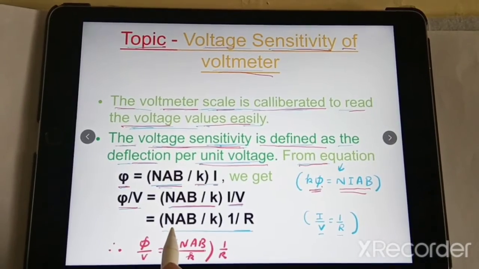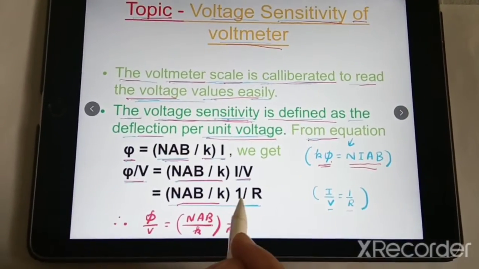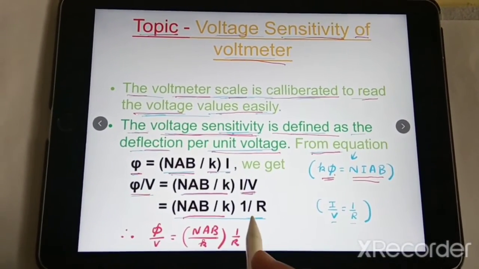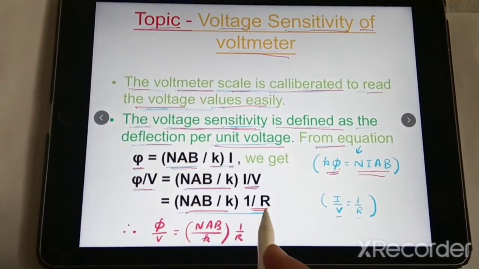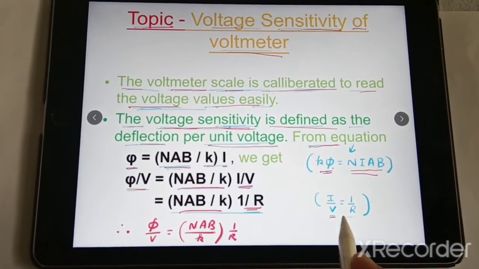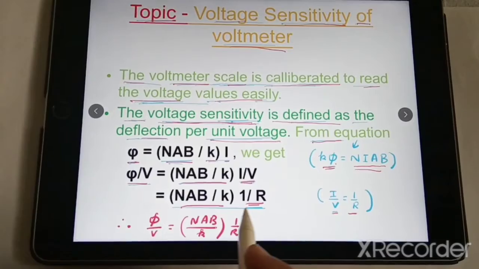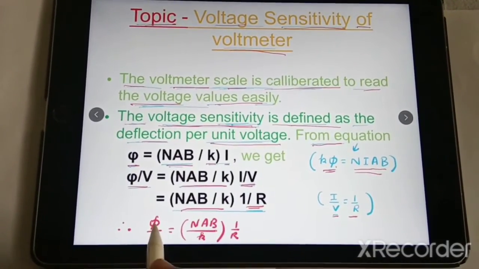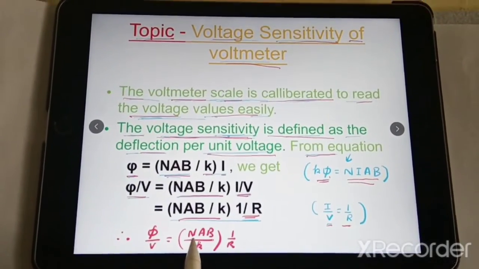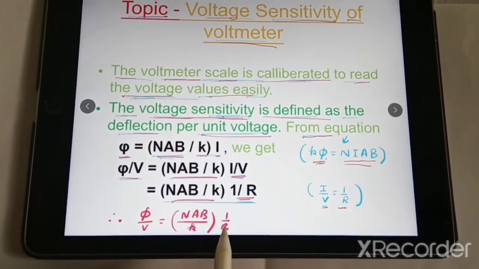So which we get NAB upon K. Now the I upon V is 1 upon R. So therefore we get the voltage sensitivity equal to NAB upon K into 1 upon R.